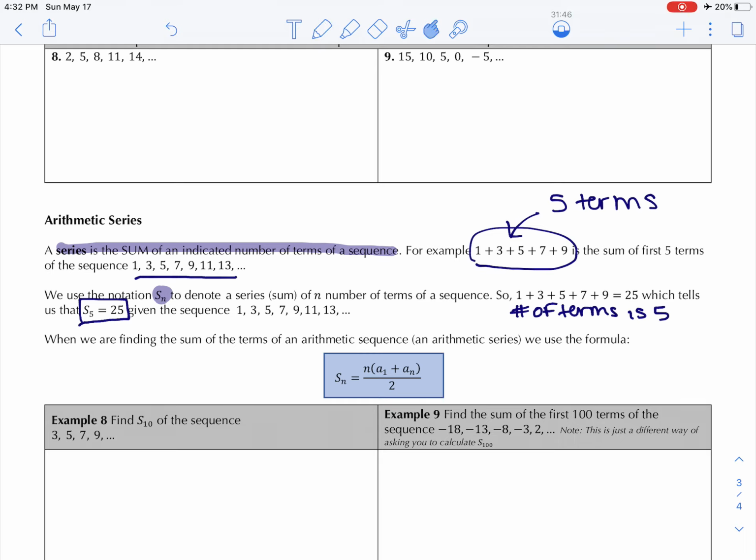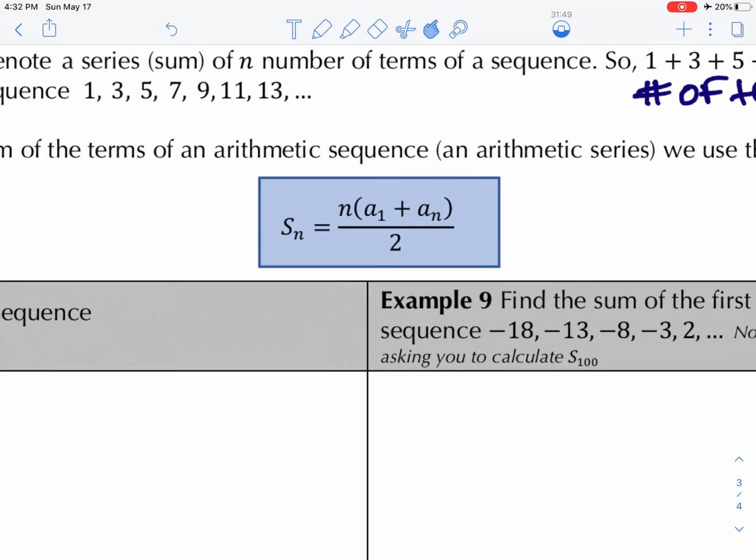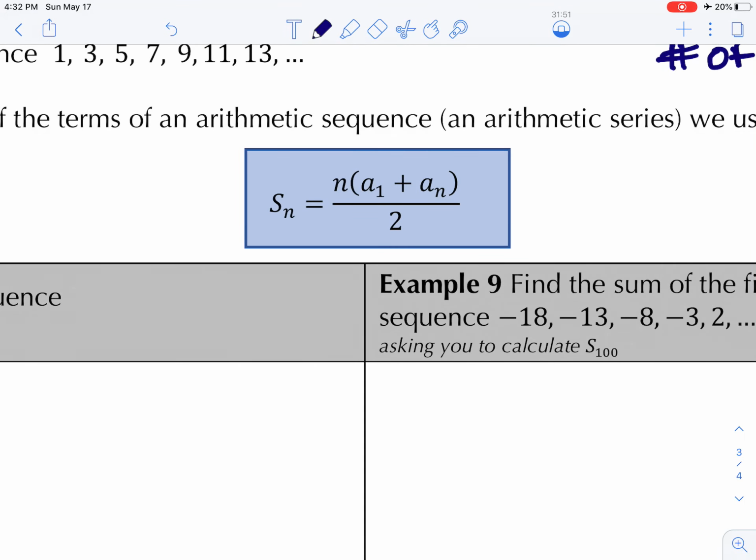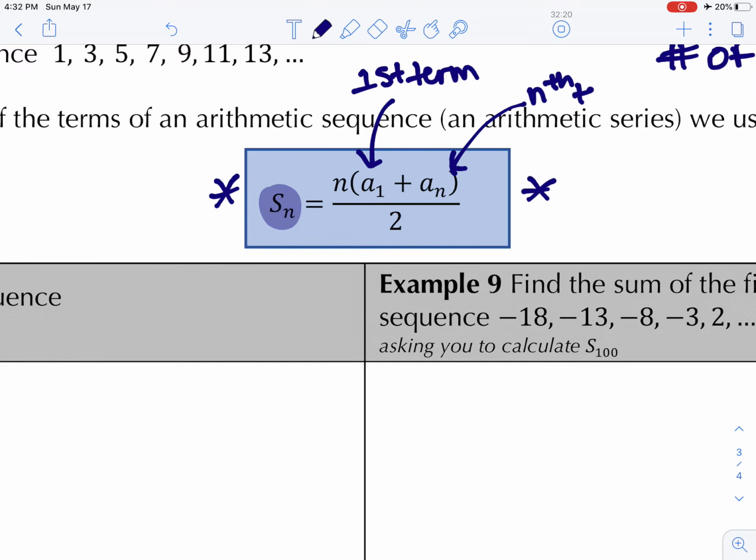And just like previously in these videos and notes, we have a formula that we're going to use for when we find the sum of the terms of an arithmetic sequence. Okay, so this right here is that new notation of S sub n, but everything else should look kind of familiar, right? We have n, which is whatever number we're ending at. So in that example above, it would have been 5. We have a sub 1, which is our first term. And we have a sub n, which is our nth term.